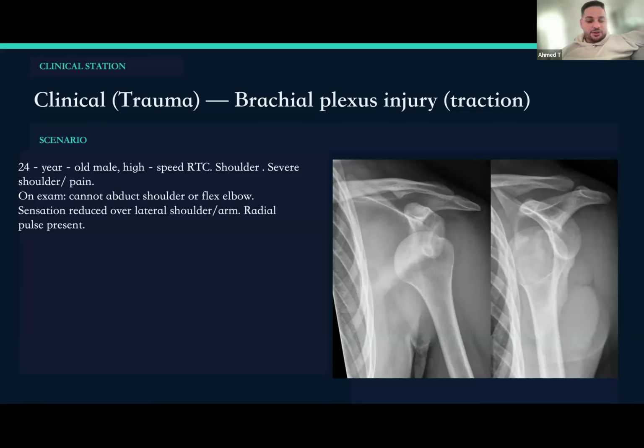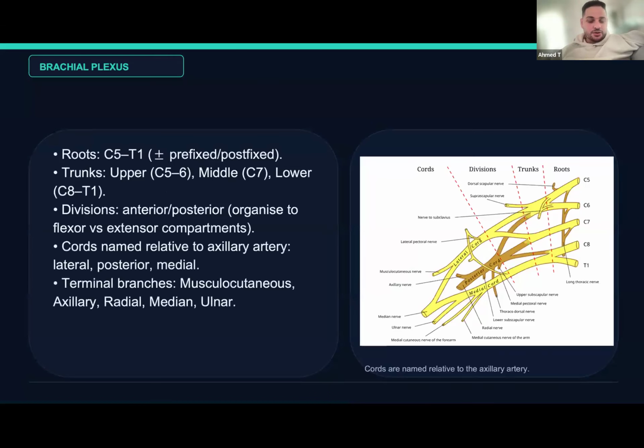No? All right, I know it's a tricky topic, so I'll just go straight through it. The brachial plexus is formed by roots, trunks, divisions, cords, and terminal branches. This picture is really important. It came out a couple of years ago.